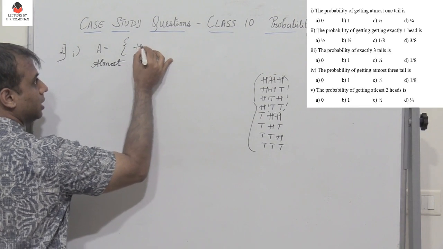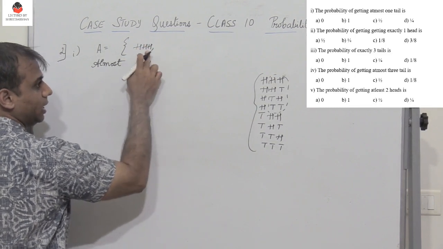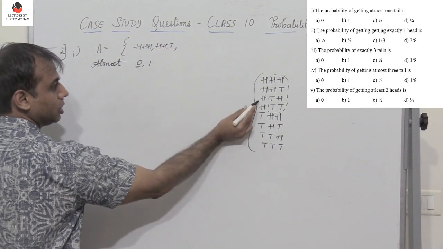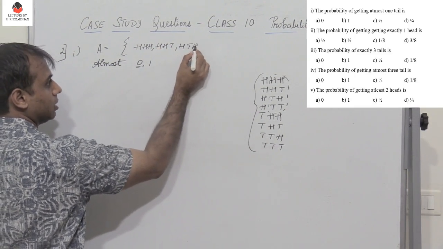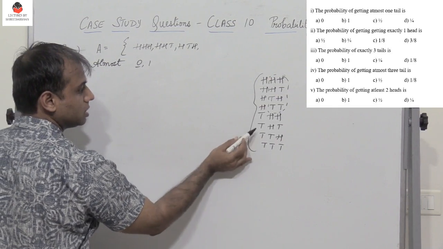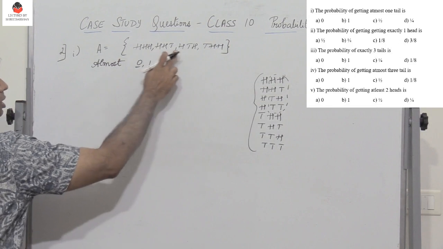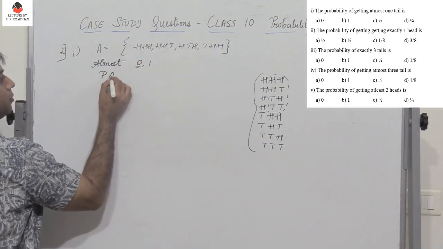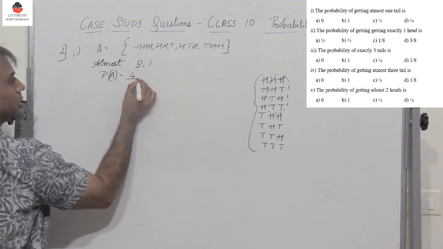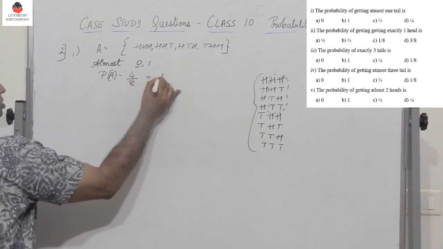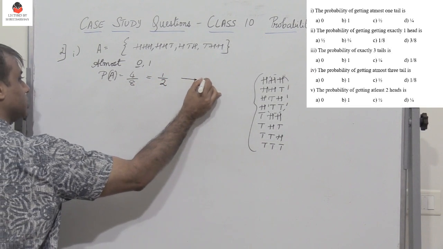0 tail is the combination head, head, head, and 1 tail is head, head, tail, and then you have head, tail, head, and then you have a single tail which is T, H, H. So there are 4. So probability of A is 4 by the total number of outcomes which is 8, which is 1 by 2. The right option is C.